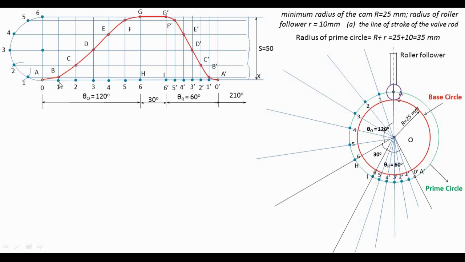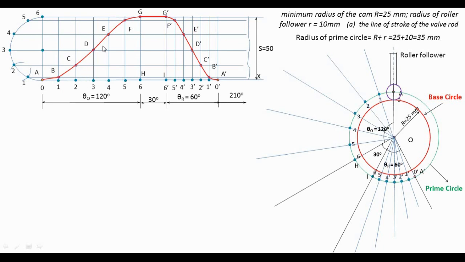For the 10 degree of rotation, the follower will be lifted at a distance of 1 to B. For the next 20 degree rotation, the lift of the follower will be 2C. For the 30 degree rotation, it will be 3D. Actually, one part is of 20 degree. So this is the 20 degree. For the rotation of 20 degree, the distance will be 1B. For the rotation of 40 degree, it will be 2C.